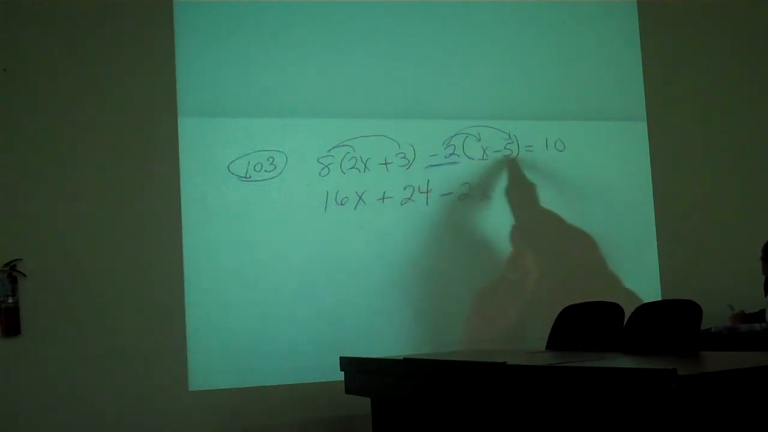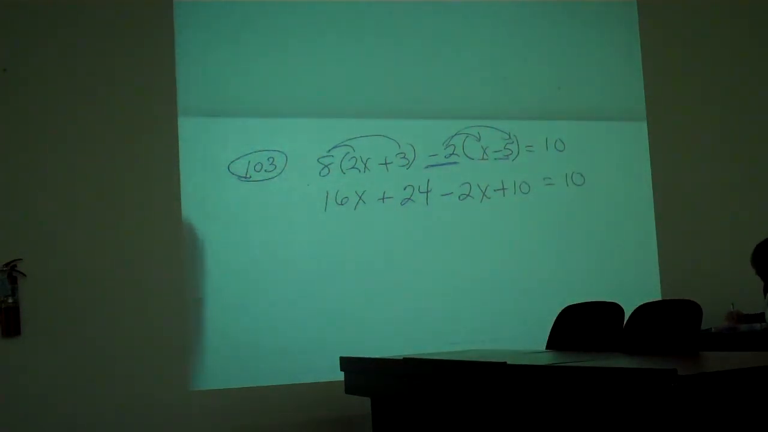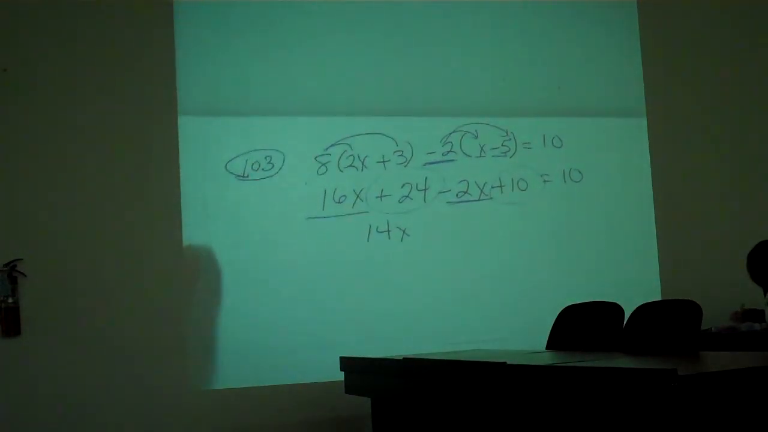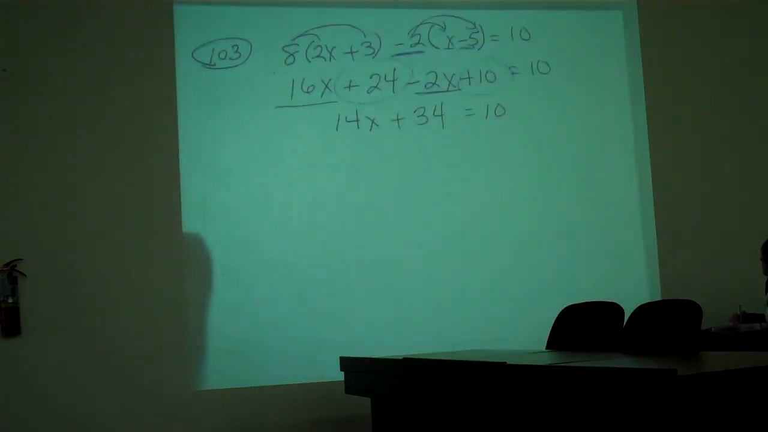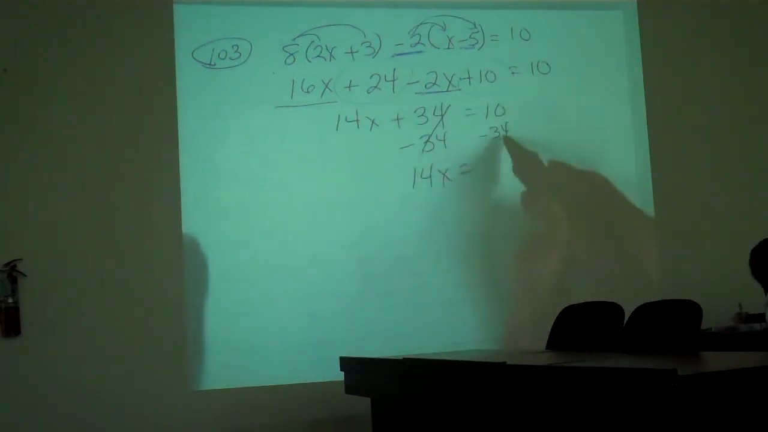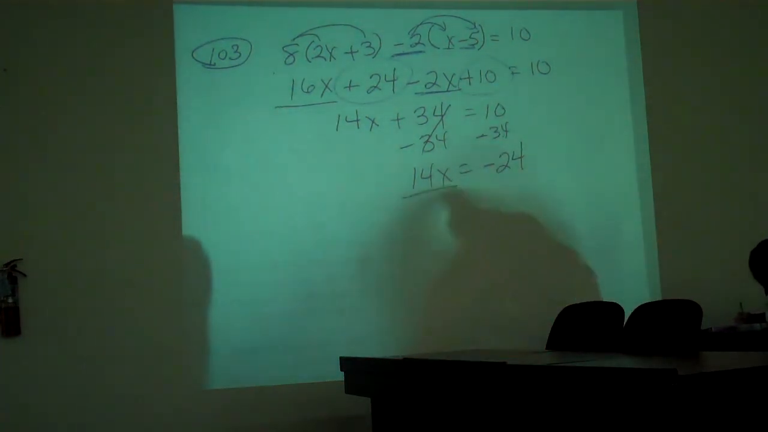Negative 2 times x is minus 2x. This is where a lot of people make mistakes right here. Negative 2 times negative 5, plus 10. Okay. You don't have anything on the other side over here to combine, but you have x's here you can combine. 16 minus 2, 14x, and the numbers, 24 plus 10 is 34, right? Now what's the next step? Subtract 34 from both sides. 10 minus 34. Sign of the larger, subtract the numbers. Negative 24. Divide by 14.